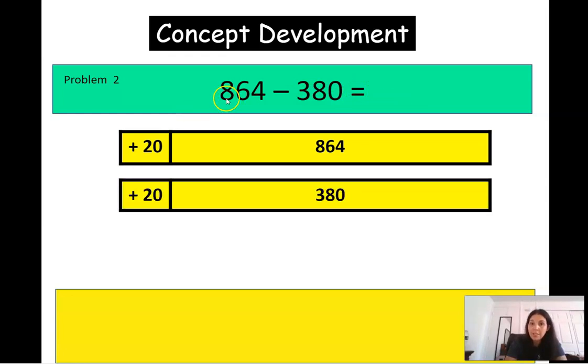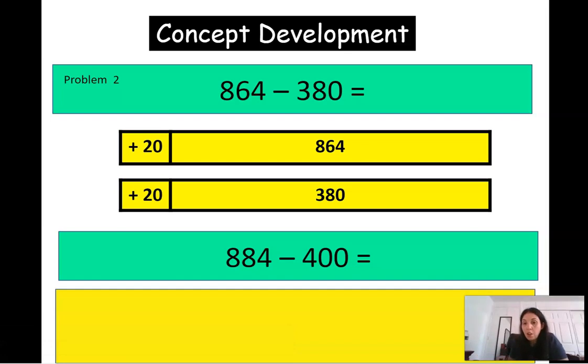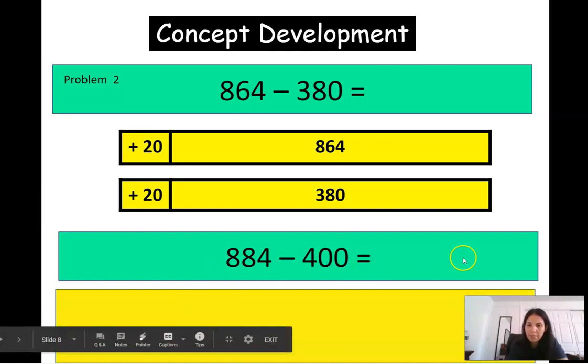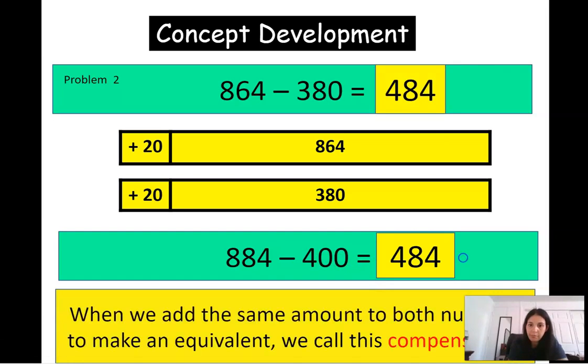So now, instead of this problem, because we added 20 to each of our numbers, our new numbers that we're going to be working with is 884 minus 400. We're still going to get the same answer because we did the compensation strategy and we added the same numbers to each side, but these are much easier numbers to work with. So 884 minus 400 is going to give us 484. And like we've said before, when we add the same amount to both numbers to make an equivalence, we call this compensation.